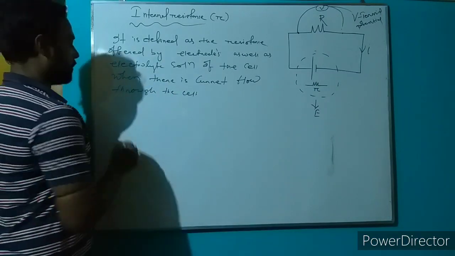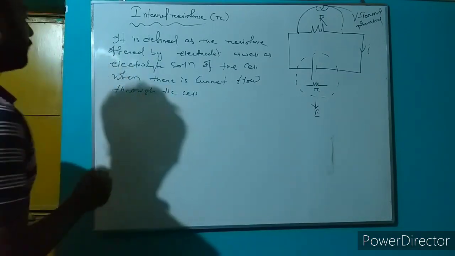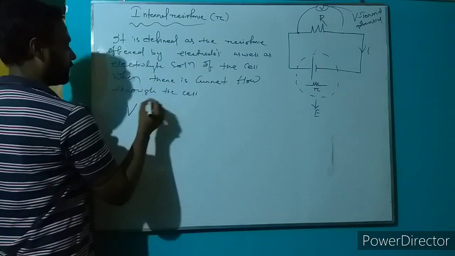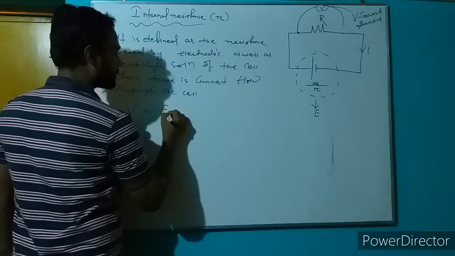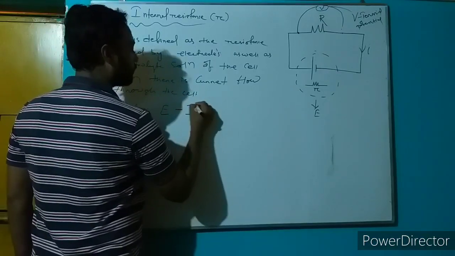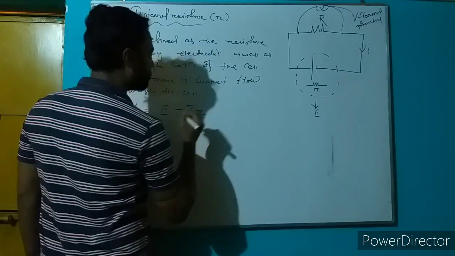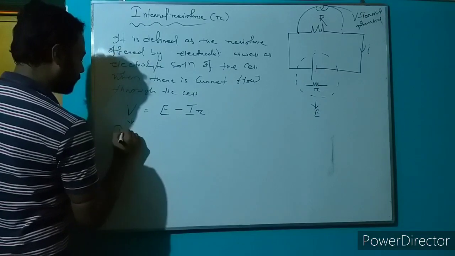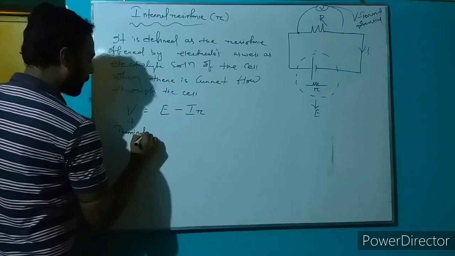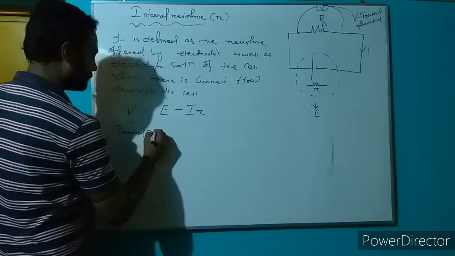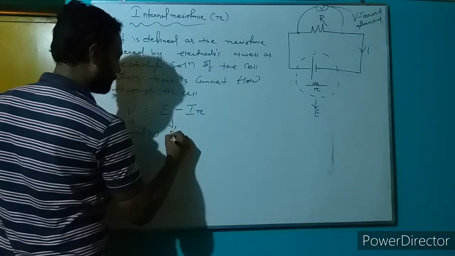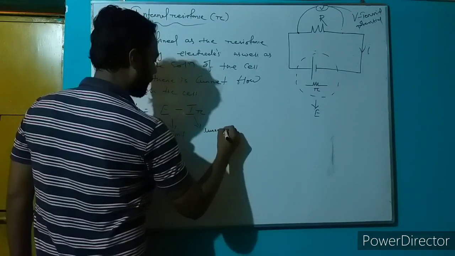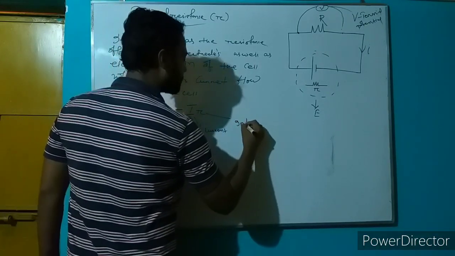That means from the above formula we know terminal potential difference equals EMF of the cell minus total current flowing through the cell times internal resistance of the cell. This is the formula of terminal potential difference. So V represents terminal potential difference, E represents EMF, I represents current, and r represents internal resistance.